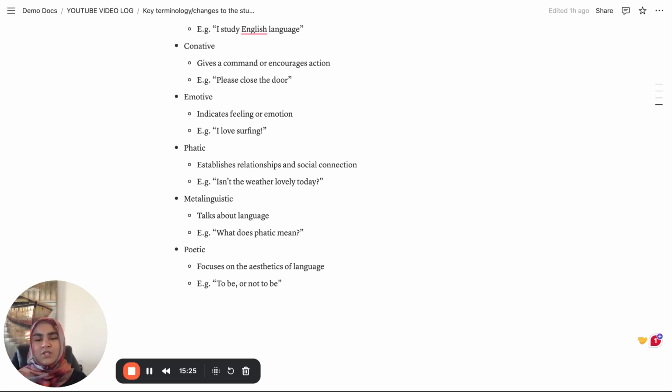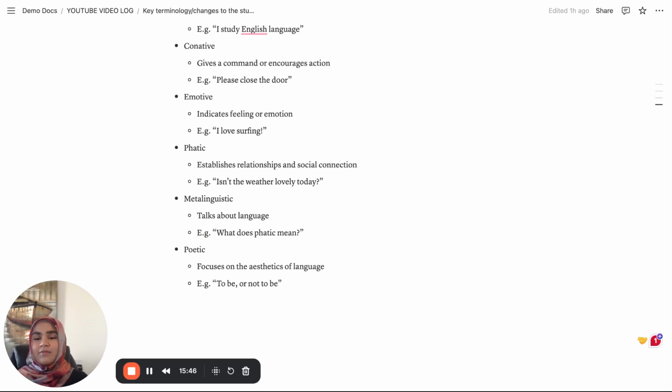So the metalinguistic function is when a text or a conversation is centered around the actual language. For instance, if I'm talking to someone and I say, what does emphatic mean? What does emotive mean? What is the connotative function? Or what is a declarative sentence? It's about the actual language. And so that text or conversation would achieve the metalinguistic function.